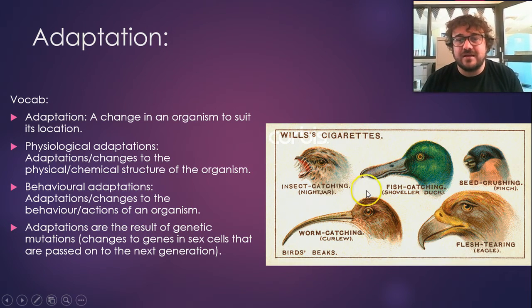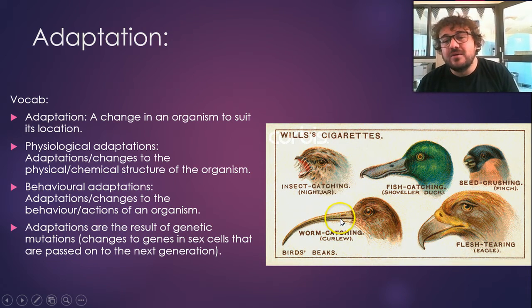So let's have a quick look here. These are all very closely related because they're all birds. But we'll see over here we've got the insect catching nightjar, we've got the fish catching shoveler duck, the seed crushing finch, the flesh tearing eagle. You see it's shaped like a knife, and then you've got the one that gets up really early in the morning with this long curved beak.